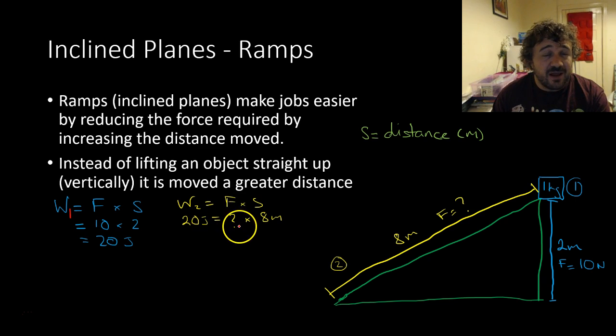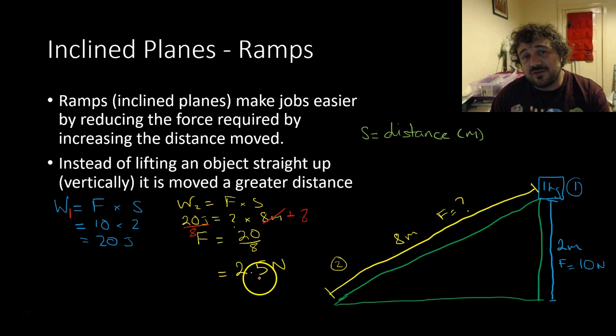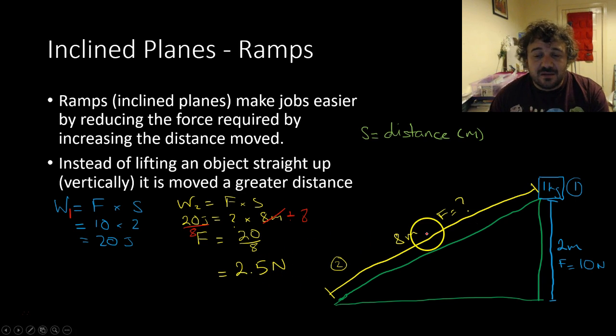The force is what we don't know. How much effort are we going to have to put in? And we're moving it 8 meters. So we rearrange it. If this is multiplication, then we divide both sides by 8, that cancels out that side, and that leaves force equals 20 divided by 8, which is 2.5 newtons. That is a much, much smaller force than going straight up. So we can see that the ramp has made it easier.